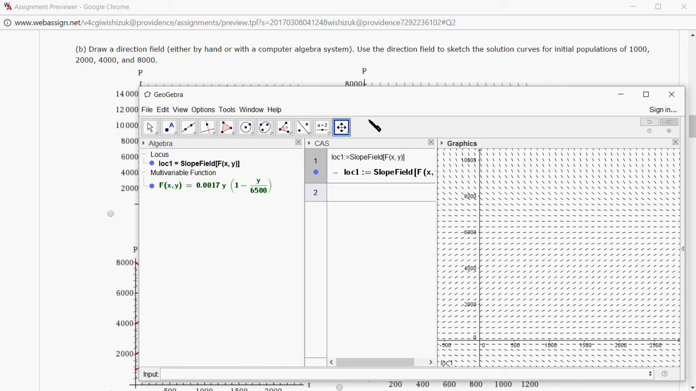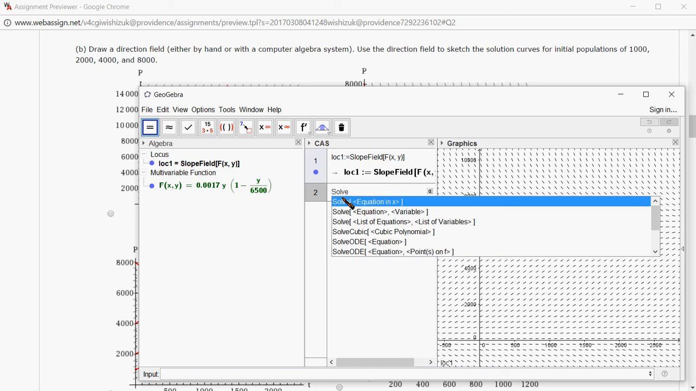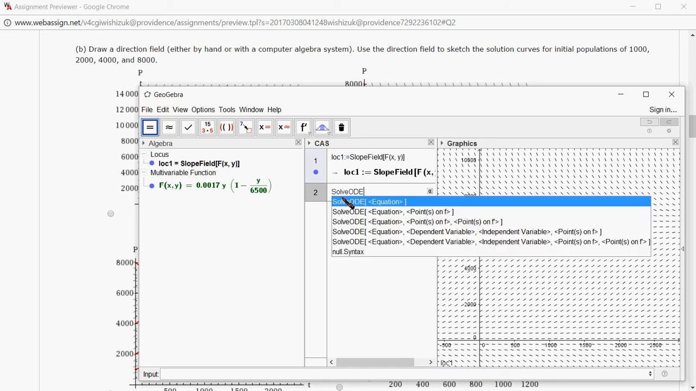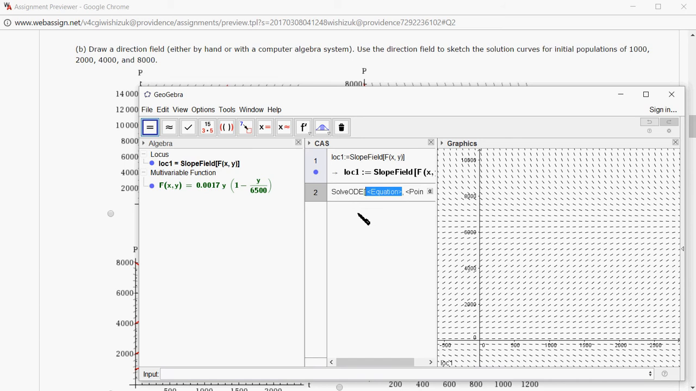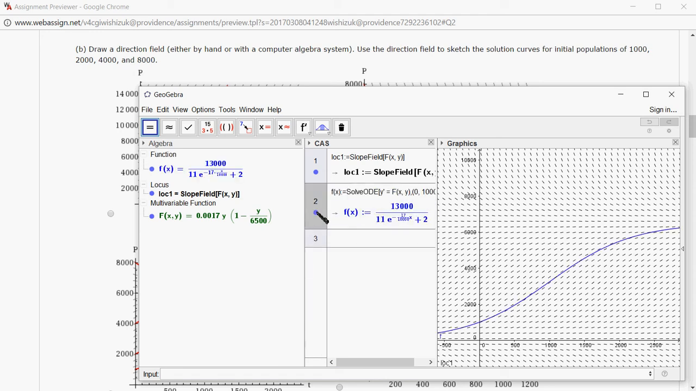Alright, then we're going to put in the solutions with initial population 1,000, 2,000, 4,000, and 8,000. Alright, so let's do that. So we're going to do solve ODE. Alright, so equation. So I'm going to just put y prime equals capital F of x comma y, and the point is going to be 0 comma 1,000. Alright, then hit enter. Alright, so there's a solution there.